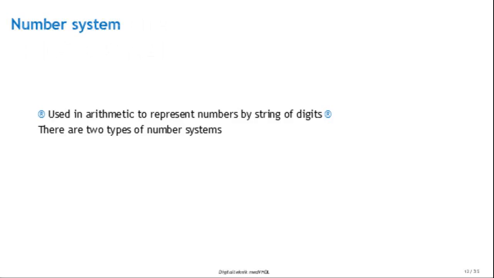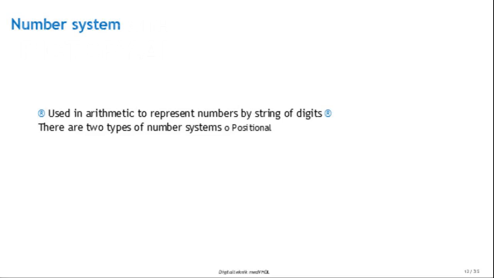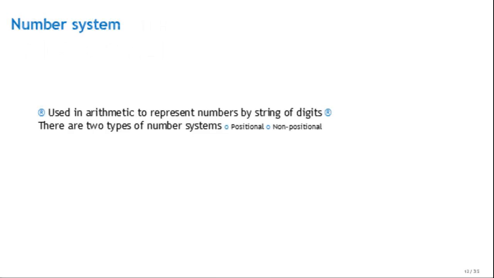Number systems are used in arithmetic to represent numbers by strings of digits. There are two main types: positional and non-positional. In positional number systems, the value of each digit depends on its position. Non-positional systems, like Roman numerals, do not rely on position for value. Let's explore the two types in more detail. Each has unique characteristics and applications.